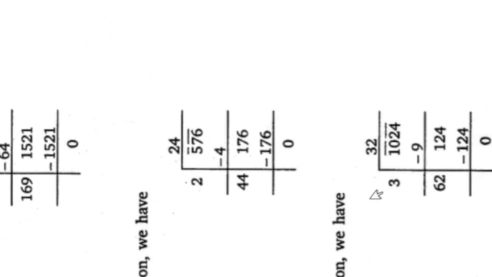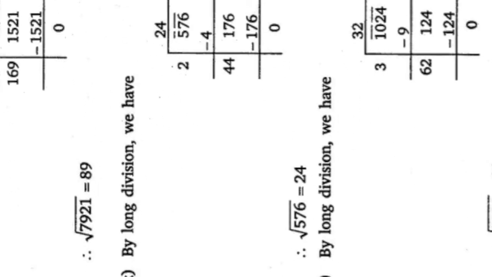Next number, 1024. Now here again we will pair the numbers. This is the first pair, this is the second pair. So here we will take the nearest square up to 10. So 3 3s are 9. So difference is 1. This 24 we will take down and here 3 plus 3 will be 6. So with 6 we will put such a number that multiplication with the same number gives 124. So 62 2s are 124. So answer is here 0 and this is our answer. So square root of 1024 equal to 32.